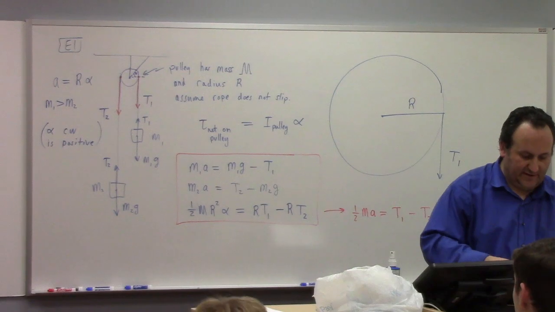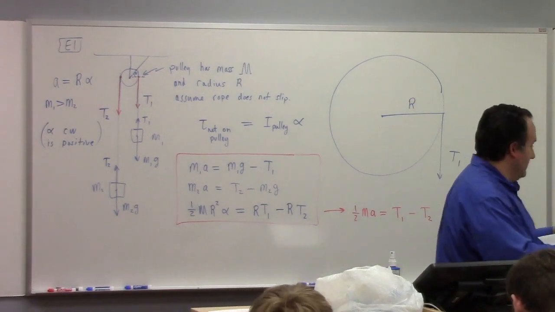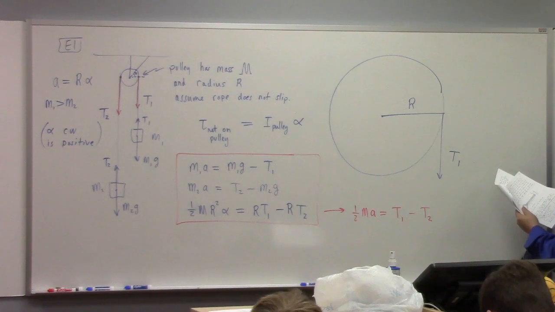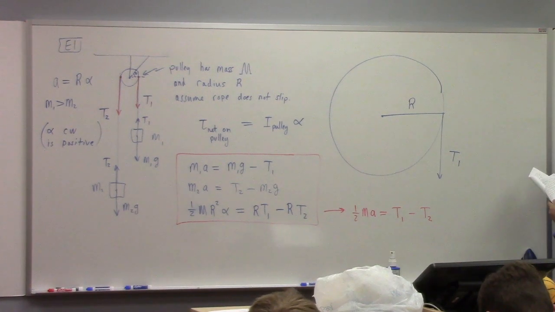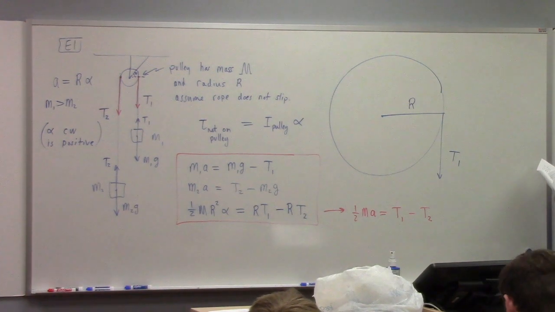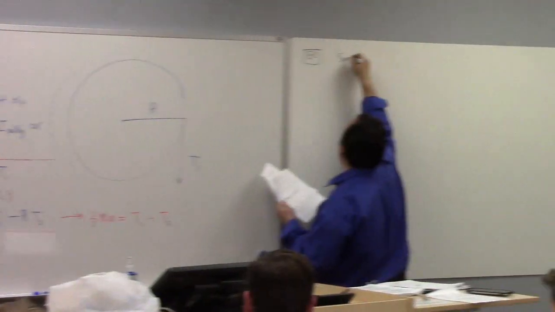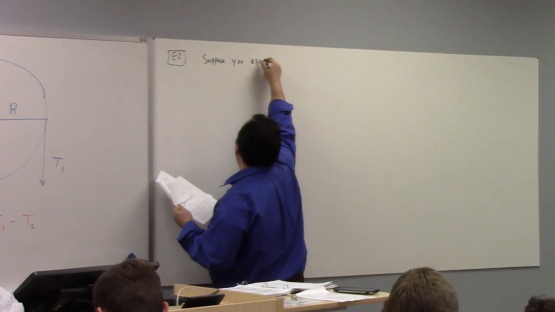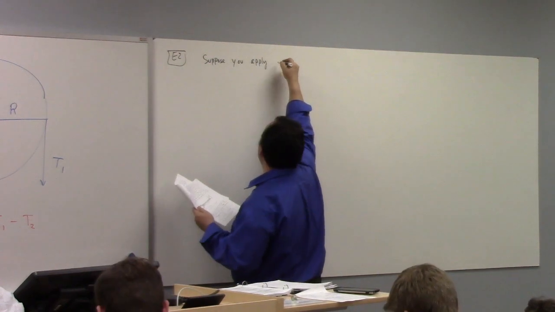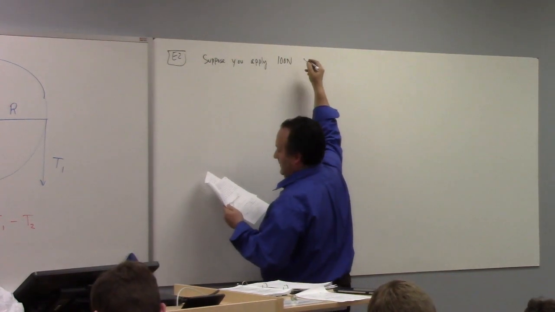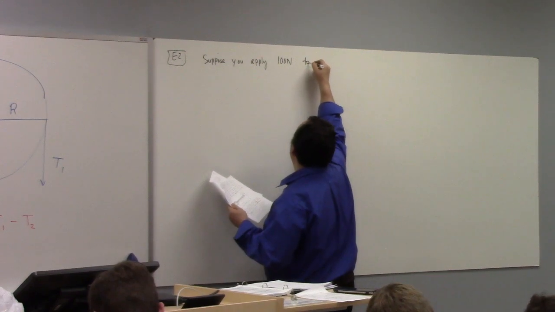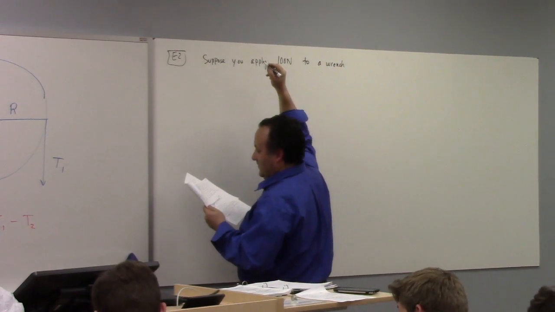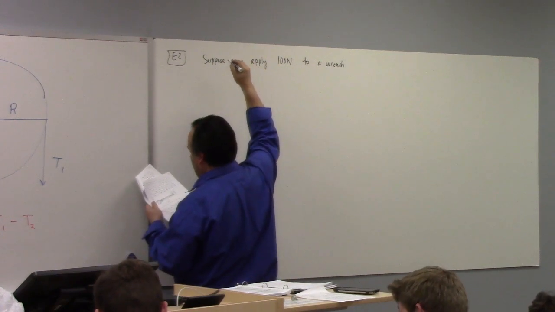Let's see if I can find an easier example. Example 2. So suppose you apply 100 newtons to a wrench. All right. What's the maximum torque you can place on a rusty bolt?